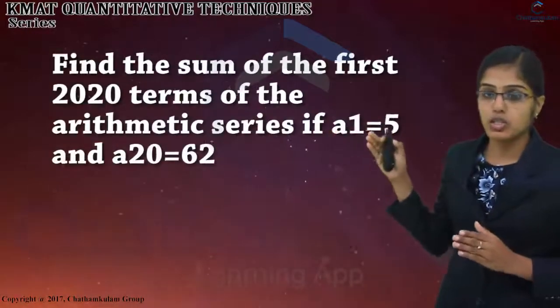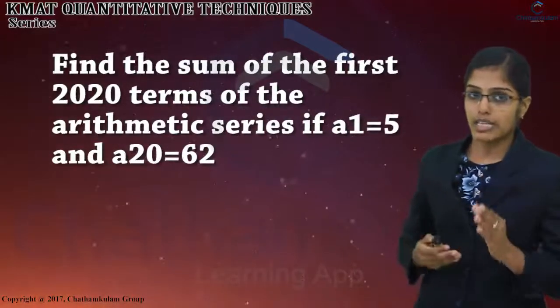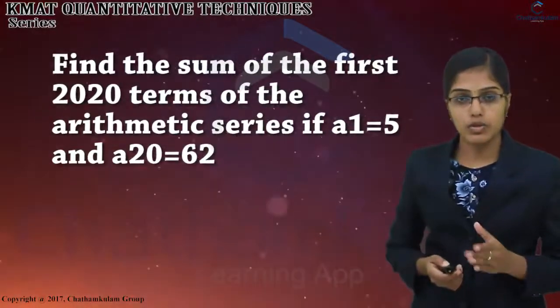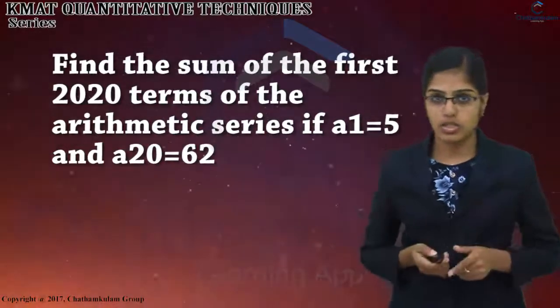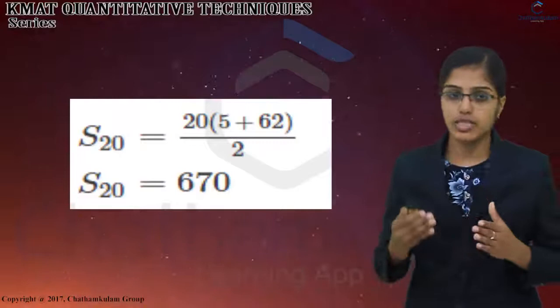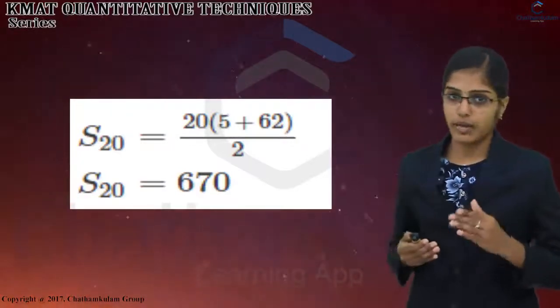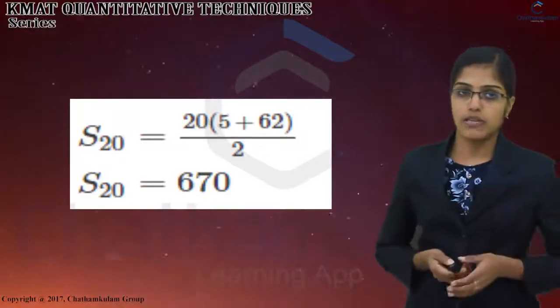Next, there is an example. Find the sum of the first 20 terms of the arithmetic series if a1 is equal to 5 and a20 is equal to 62. So from the equation, S20 is equal to 20 into 5 plus 62 divided by 2. So S20 is equal to 670.